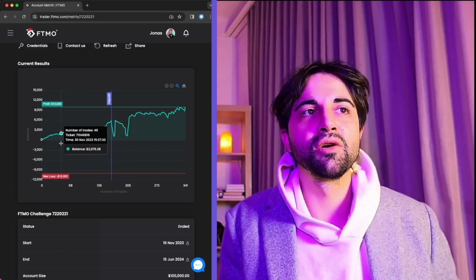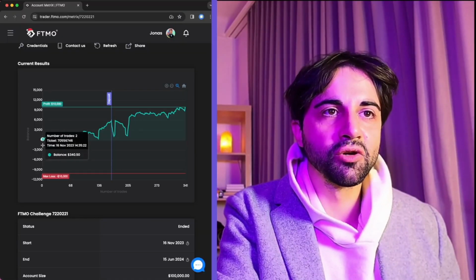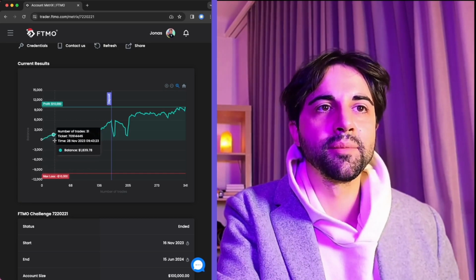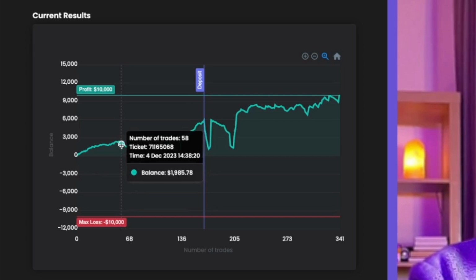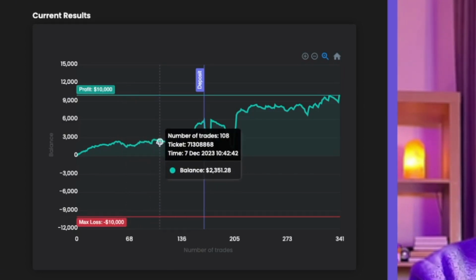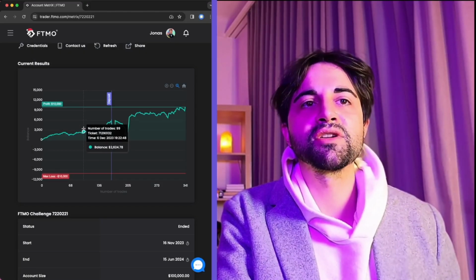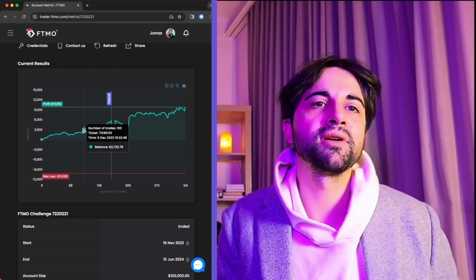And because I know that, I kept the lot size very small. As you can see guys, I took my time here. I started on the 16th of November, traded right here all the way until December. So this is already half a month. I kept on trading right here, right until like the 10th of December. At that point guys, I was very close to the 3k profit. As you can see right here, I was at 2.7k.